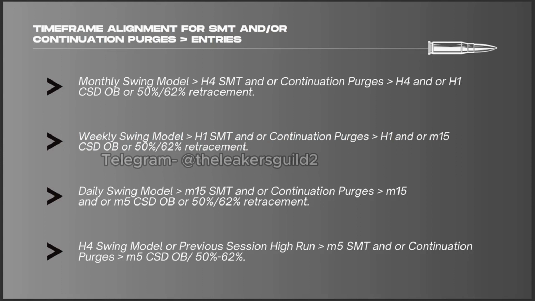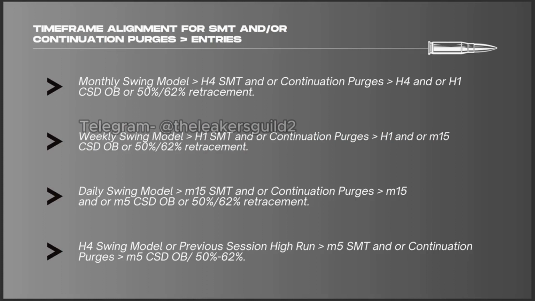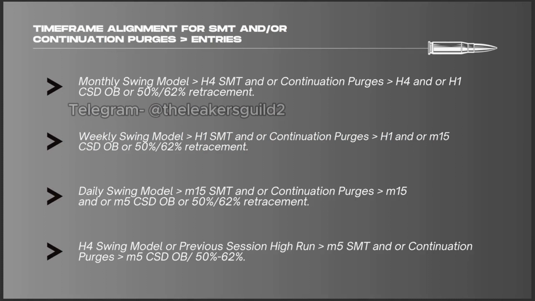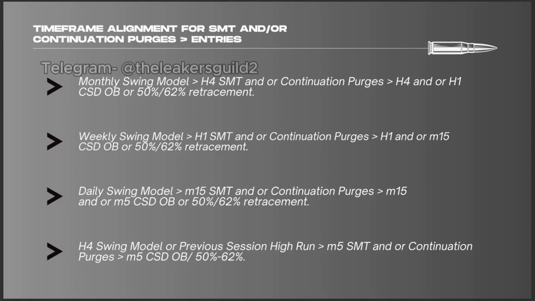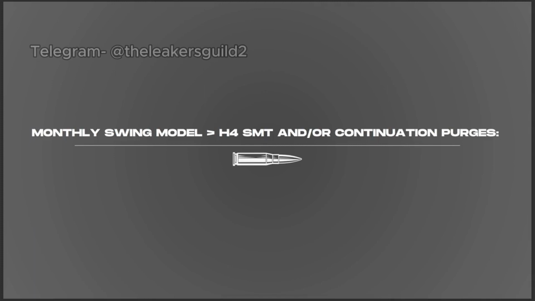Thirdly, we've got a daily swing model. So then we're going to be looking for 15-minute SMT and or continuation purge, and then 15-minute and or 5-minute change in the state of delivery order block, or the 50 to 62% retracement. And lastly, we've got the 4-hour swing model or previous session high run into a 5-minute SMT and or continuation purge, and then we're going to be looking for a 5-minute change in the state of delivery order block, or the 50 to 62% retracement level. So firstly, let's start with the monthly swing model into the 4-hour SMT continuation purge.